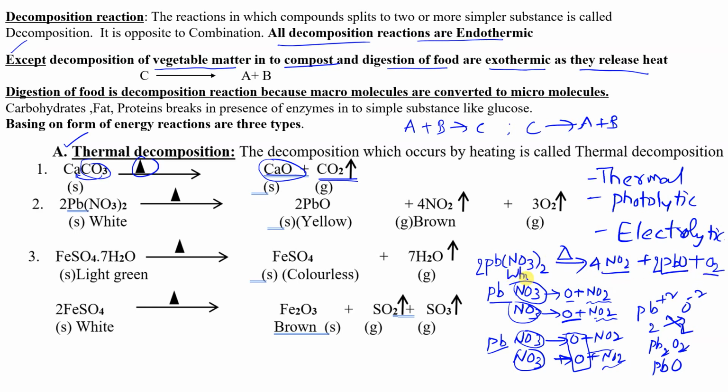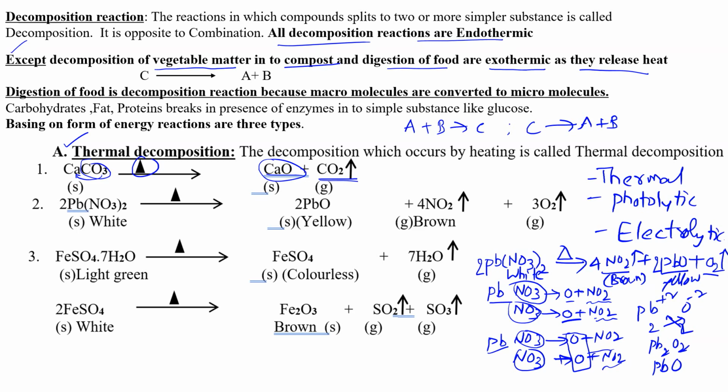The colors are very simple. Lead nitrate is white, lead oxide is yellow, nitrogen dioxide is brown. It's in gas form, the brown gas goes out. When a gaseous substance is there, show an arrow mark up. I hope this decomposition is clear.